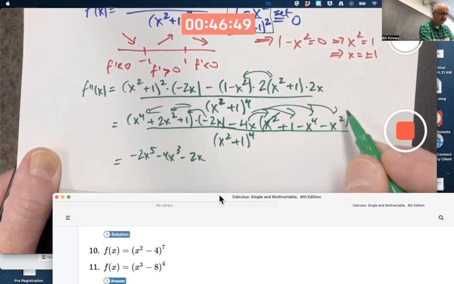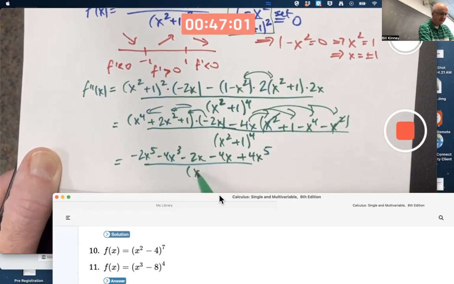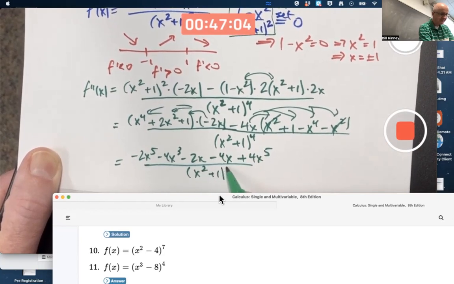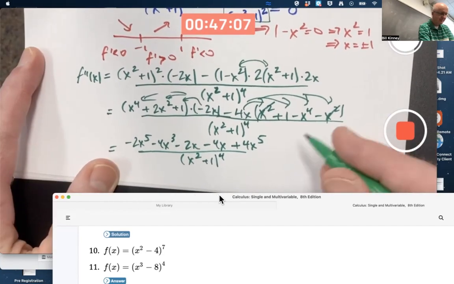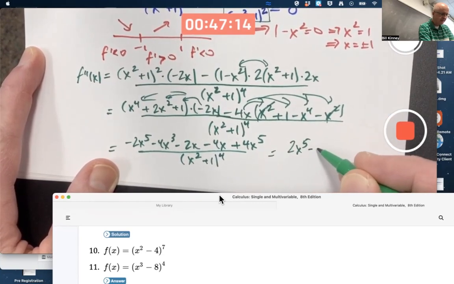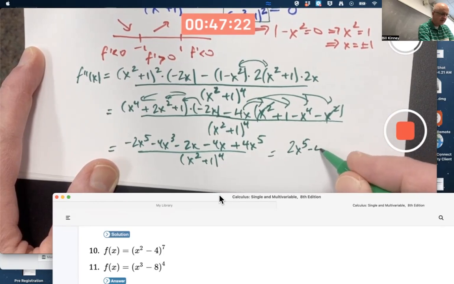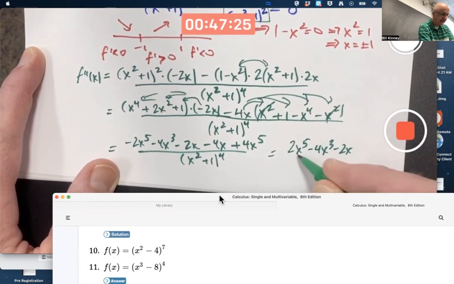Oh, actually the x squareds cancel there, so that's nice. -4x times 1 is -4x. -4x times -x to the 4th is plus 4x to the 5th. Okay, so this second derivative is not very pleasant. Combine the like terms, looks like we get 2x to the 5th. 6x to the 5th? No, okay, I got a negative sign there. Minus 4x cubed minus 2x if I have not made a mistake.